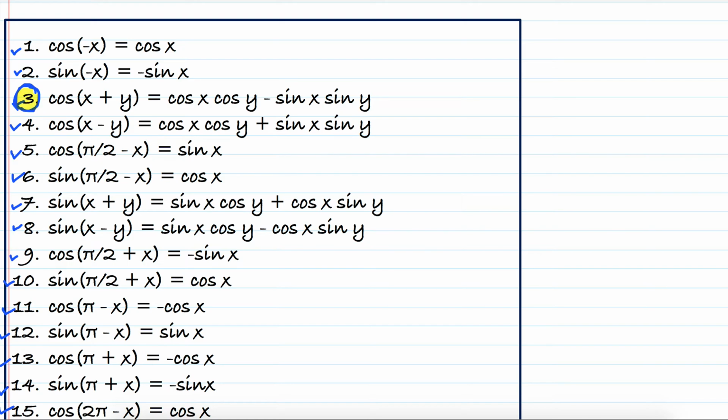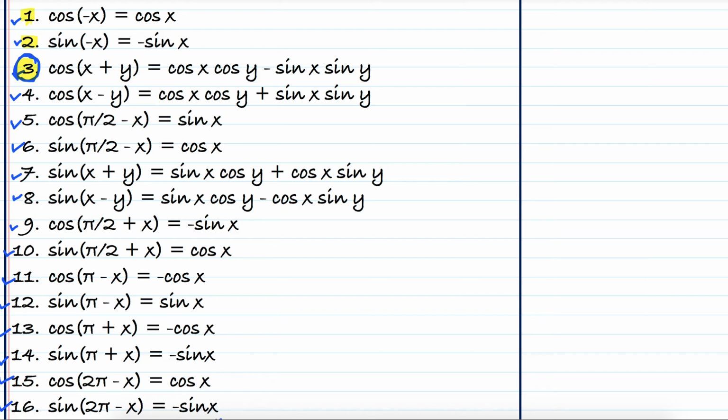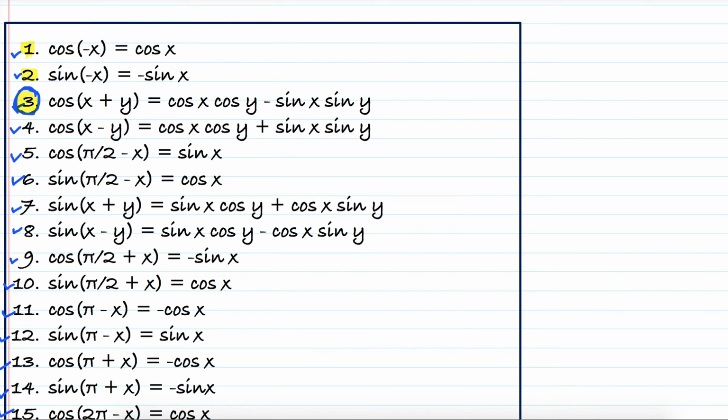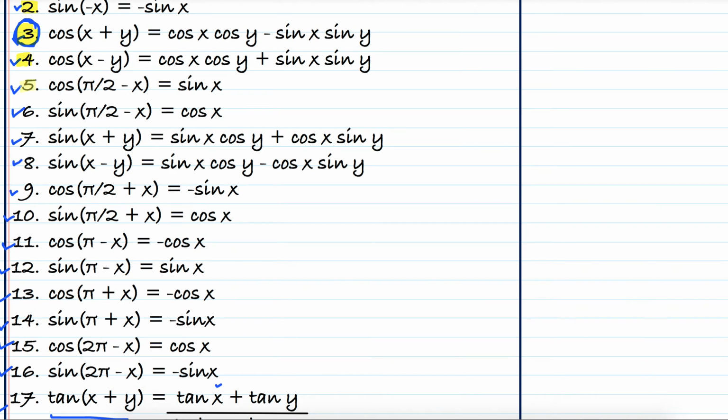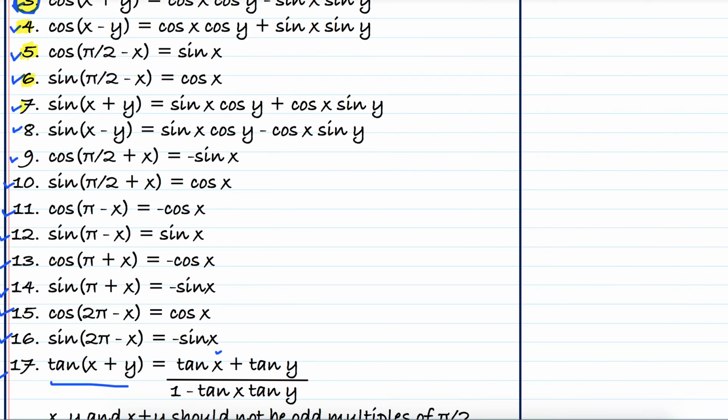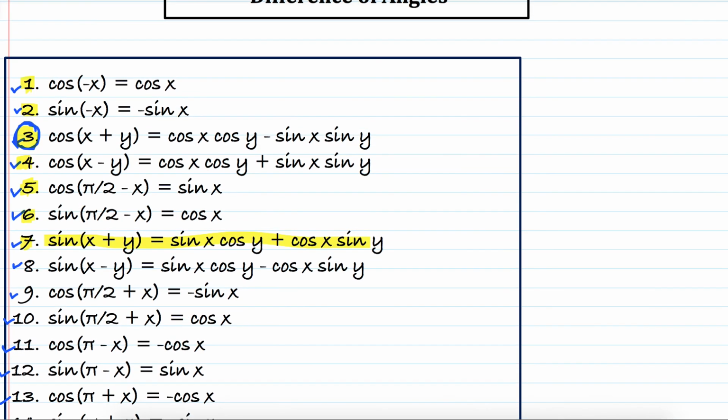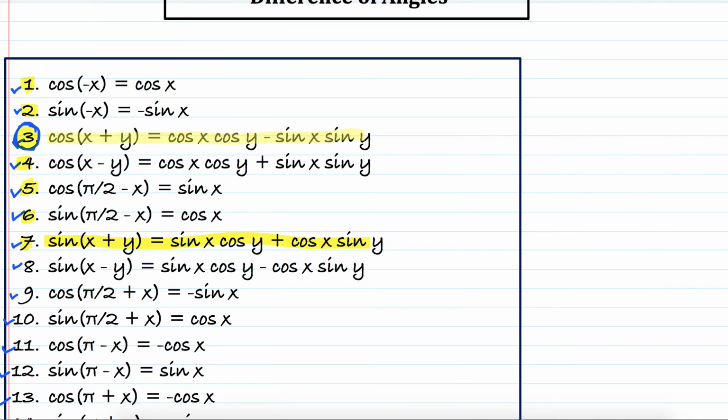So the formulas that must be remembered, I will highlight those. Clearly we should know cos minus x, sin minus x. Using this only we could find tan minus x, cot minus x, everything. So cos (x plus y) we must know. Then we should also remember cos (x minus y). Then cos (pi by 2 minus x), sin (pi by 2 minus x). The most important, I would say, are sin (x plus y) and cos (x plus y). These two are most important.